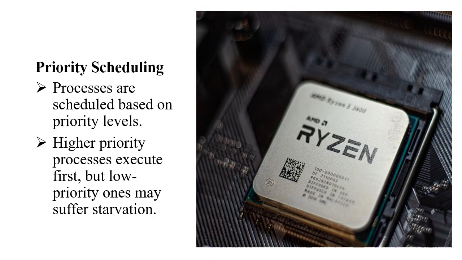Okay, next, priority scheduling. In this method, each process has a priority number. The process with the higher priority runs first.